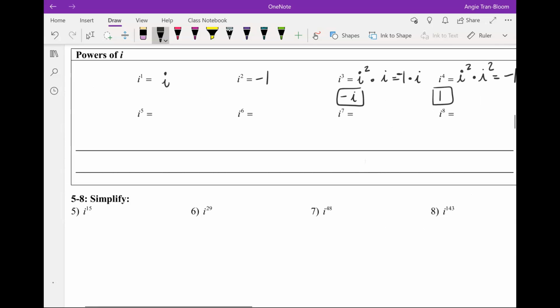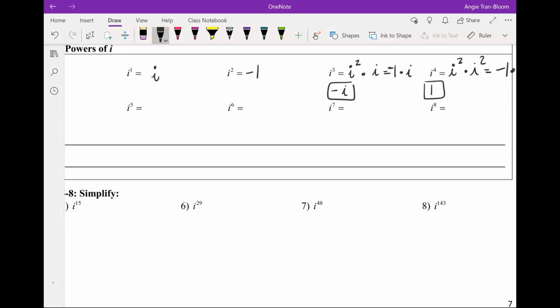Okay. Let's try this one. i to the fifth. What are you going to do? Break it down to i to the 4 times i. Would you guys agree with Santana? What's i to the 4th always? 1. 1 times i. So this is i. Oh, man. I know, right? That's so amazing.